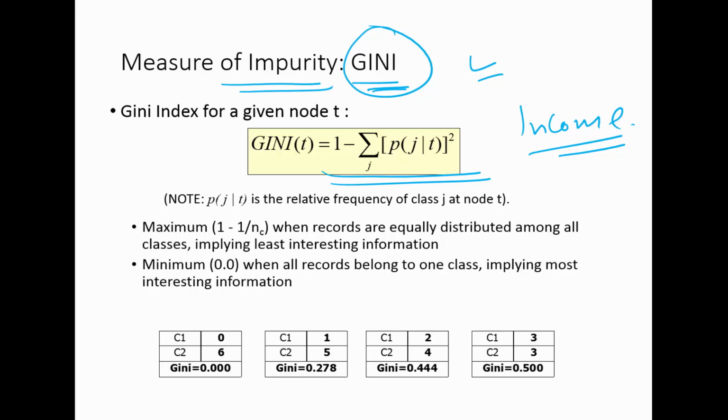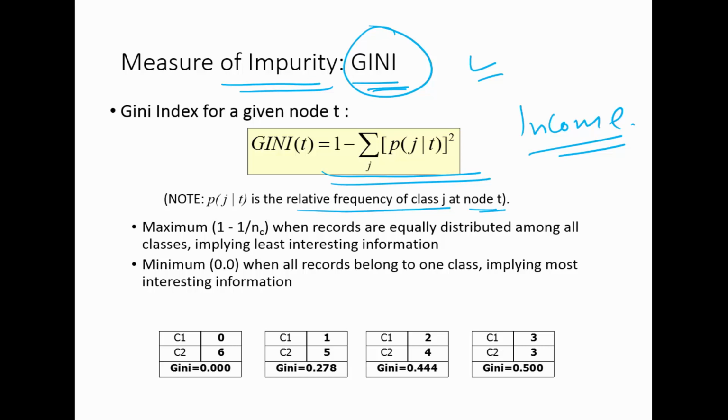So it's 1 minus the summation of p j given t, whole square. That's the relative frequency of class j at node t. And you just square that and sum it across all classes, and subtract it from 1, and you get the Gini index. And we'll see how to calculate a Gini index.